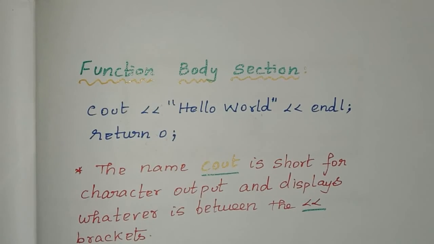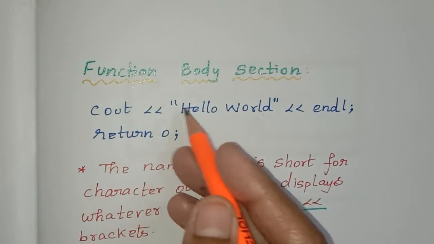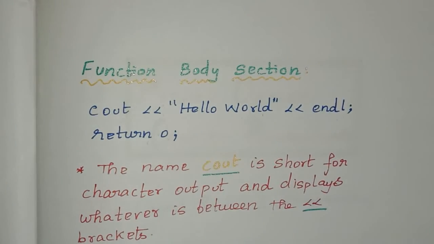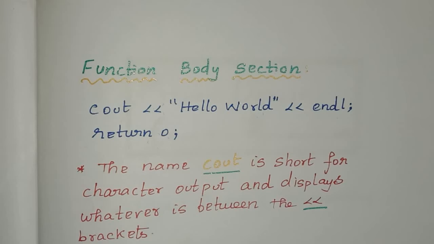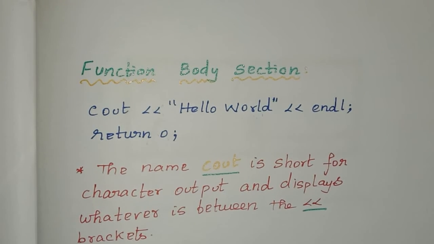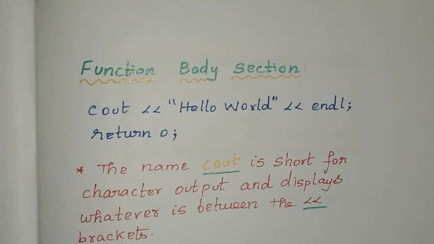Now the last one, the function body section, and here we have the cout statement, then the return keyword. The name cout is short for character output and it displays hello world on the output screen. Then the return keyword tells the program to return a value to the function int main. After the return statement, execution control returns to the operating system component that launched this program. Execution of the code terminates here.